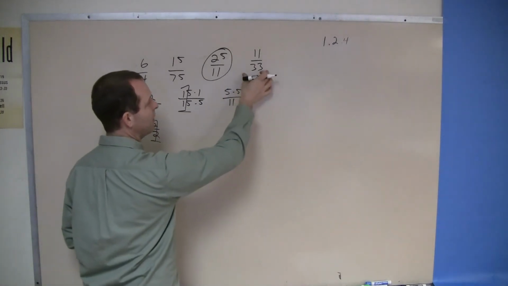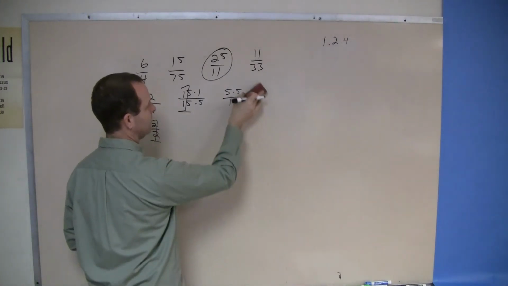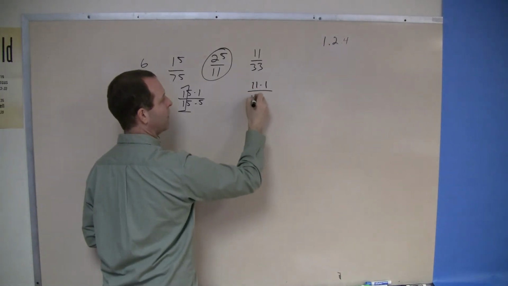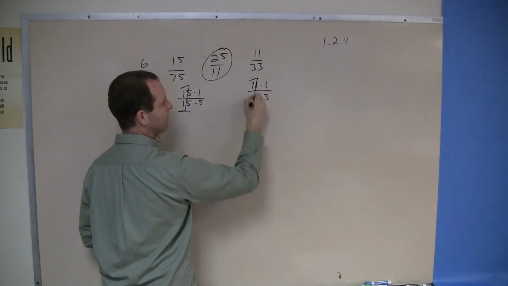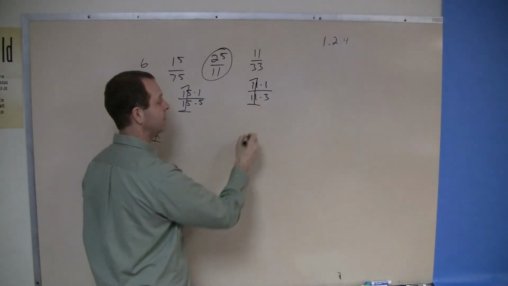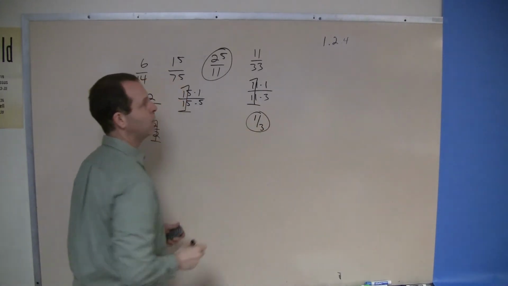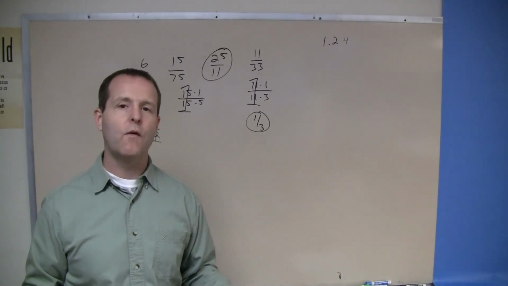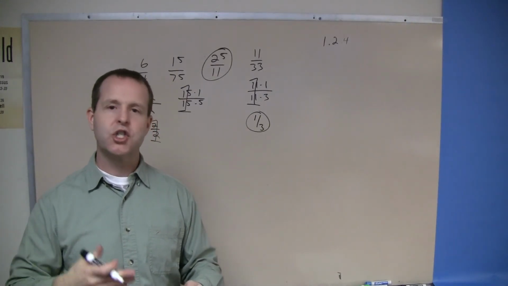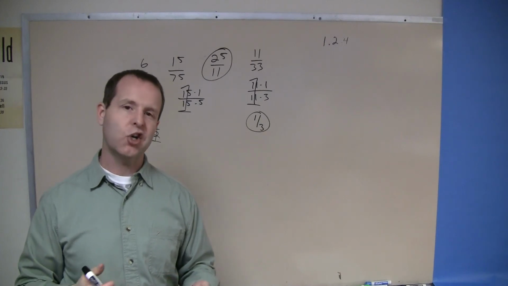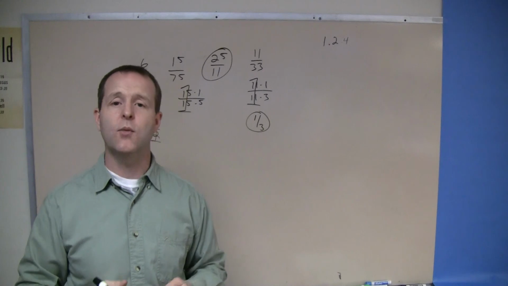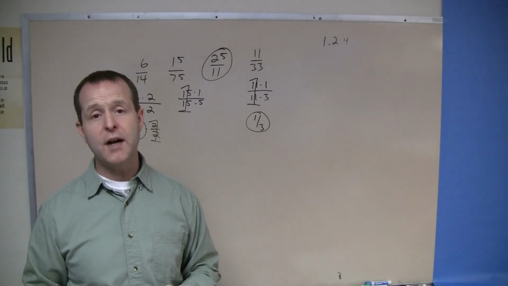And then 11/33. That looks like 11 times 1 over 11 times 3. There's my clever version of 1, and I'm left with 1/3. Fractions will be all over the place. Just start looking at them gently, start seeing what they're made of, and after a while you're going to start to see where you can reduce them and make them friendlier fractions.